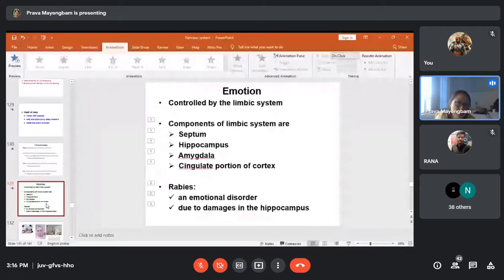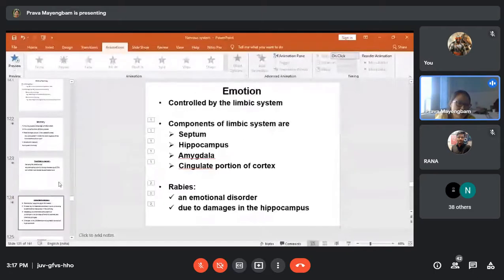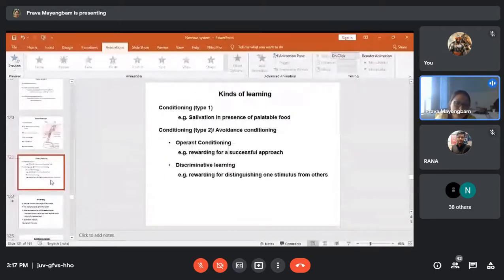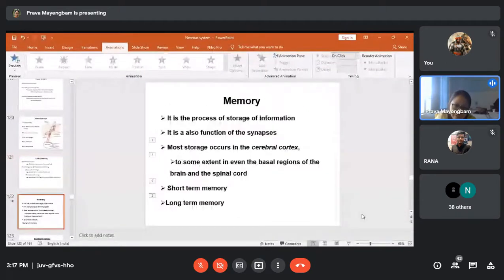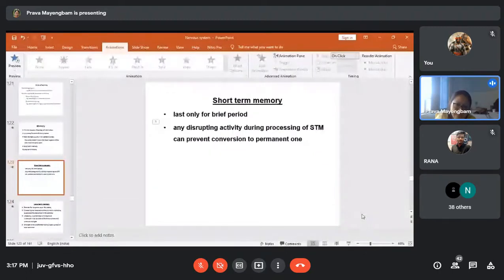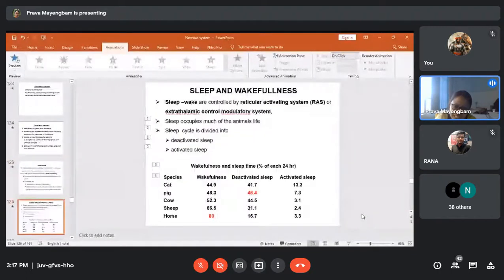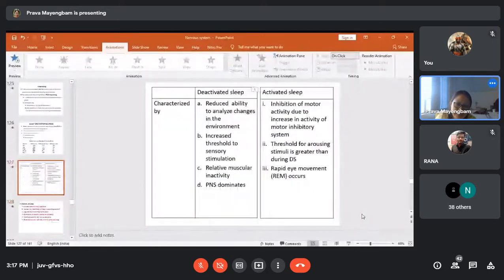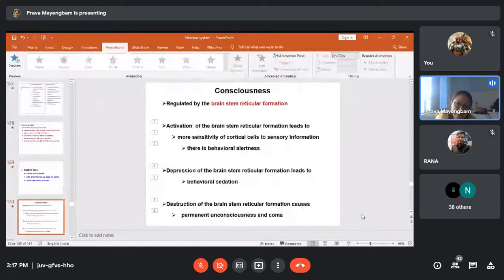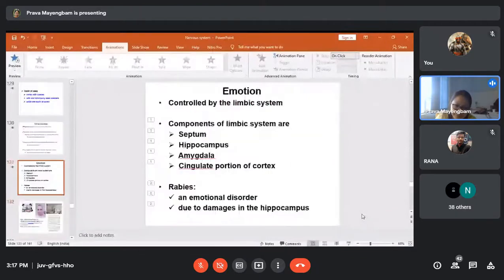Up to this, what we have discussed today: we have discussed learning, then memory, then imprinting, sleep and wakefulness, consciousness, and emotion. Fine.